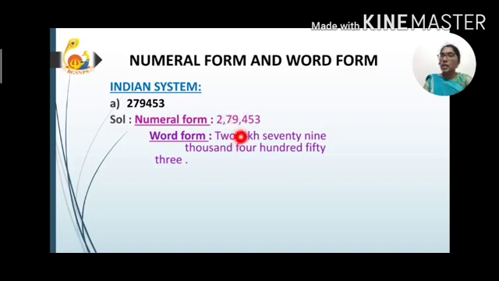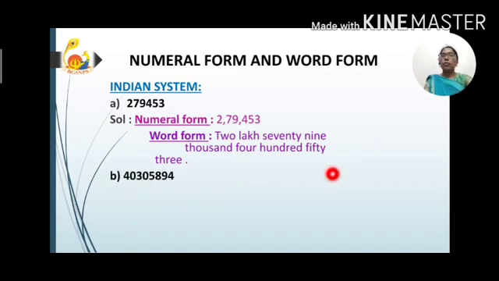This is 79, so 79,000. Next 453, because this is in ones period, you can read the number as it is. 453. 2 is in lakhs period, so 2 lakh. 79 is in thousands period, 79,000. 453. Is it clear, children, up to this? This is the way you will read the number or write the word form of the number, children. Okay, let us see the next example.